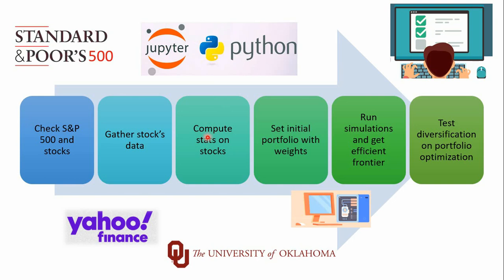After that initial statistical description, some simulations were run. I assigned random initial weights and then ran simulations on Python to get the efficient frontiers for the portfolios. And diversification was tested with multiple combinations of the considered stocks. We will now see which are those stocks.